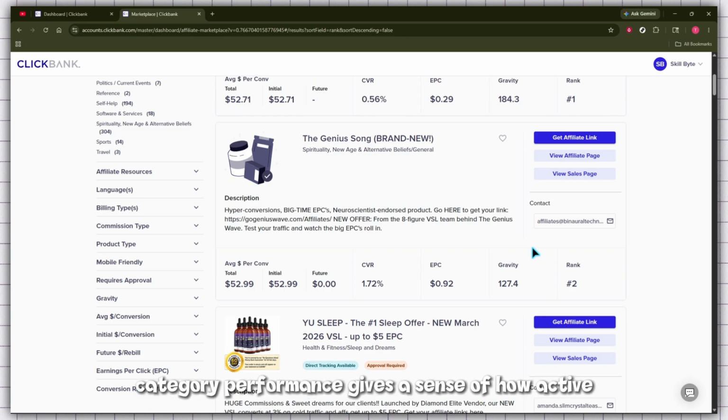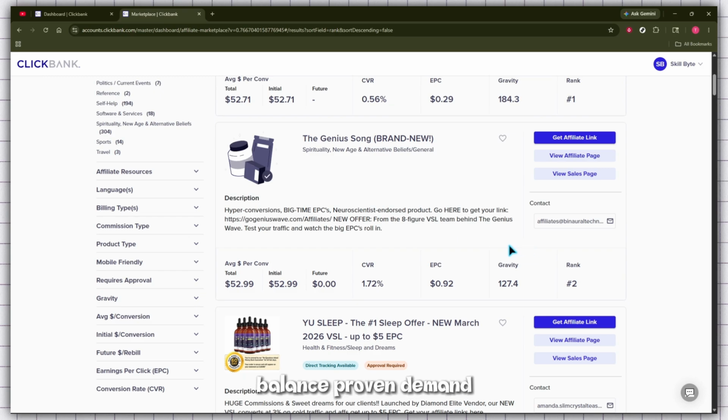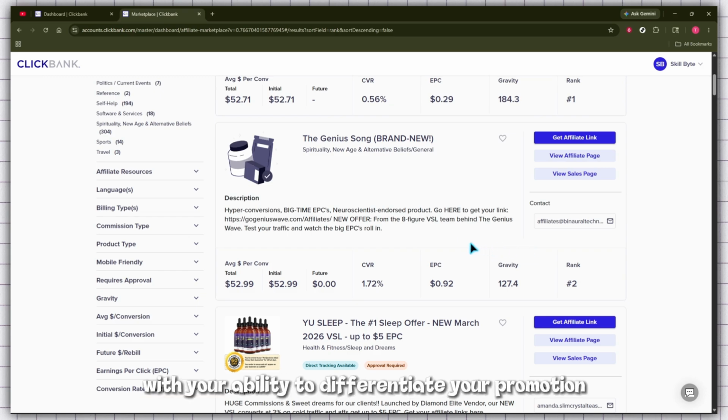Category performance gives a sense of how active or competitive a niche is. A busy category can mean more opportunity, but also more competition. Balance proven demand with your ability to differentiate your promotion.